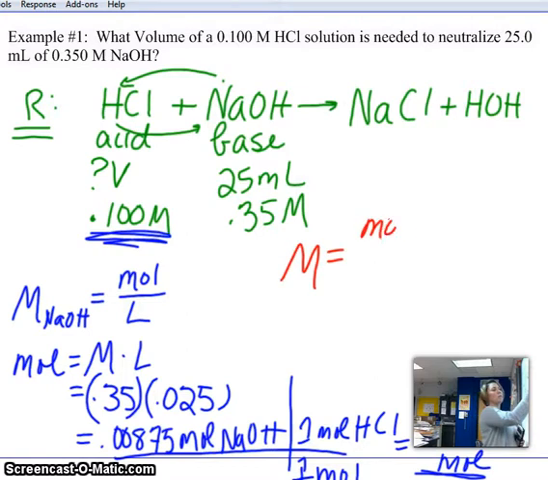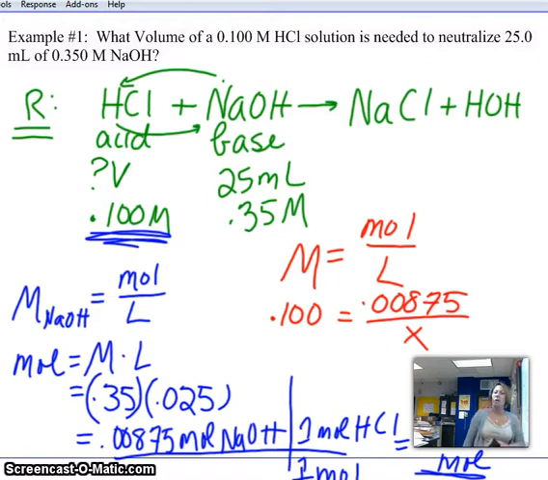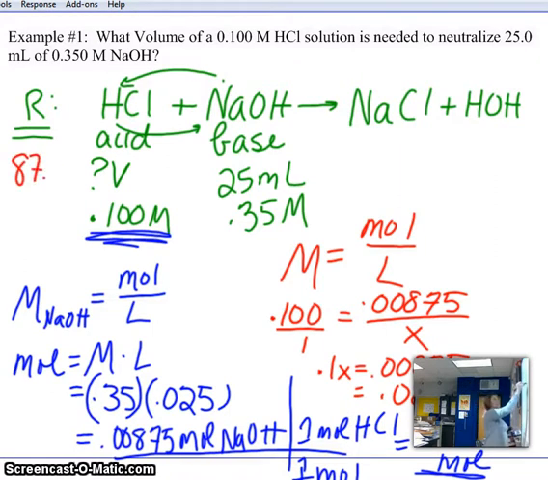Molarity equals moles over liters. I have the molarity of HCl, 0.100. I have the moles of HCl, 0.00875. I simply am going to rearrange this equation to solve for the liters. So I slap this over 1 and cross multiply, and then divide both sides by the 0.1. And you get 0.0875 liters, which is the same as 87.5 milliliters. That is your final answer.